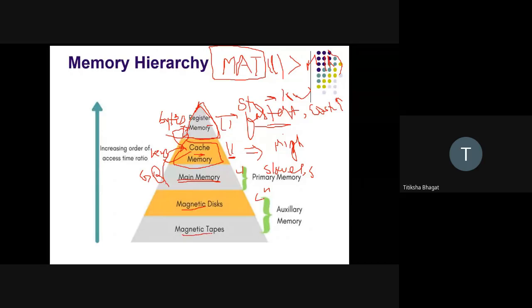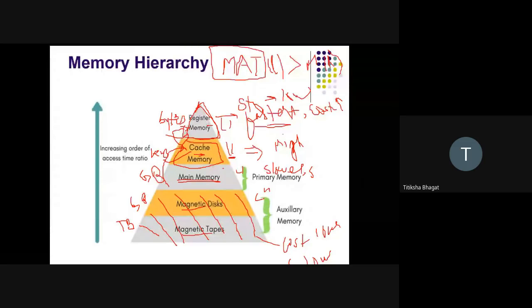Next comes the magnetic disk and magnetic tape. These two memories can store the data in GBs, TBs or PBs. That means it can store the data in terabytes or in petabytes. So these two memories, magnetic disk and magnetic tape, are able to store a lot of information. That means storage space is high, but their cost is low. High storage space, very low cost, but they are very slow. They are the slowest in the memory hierarchy.